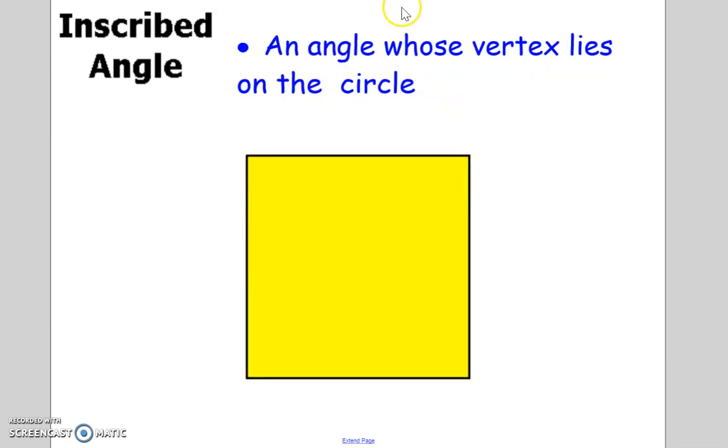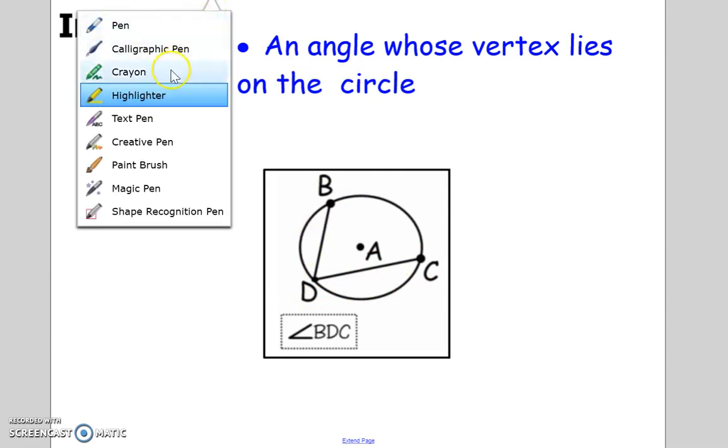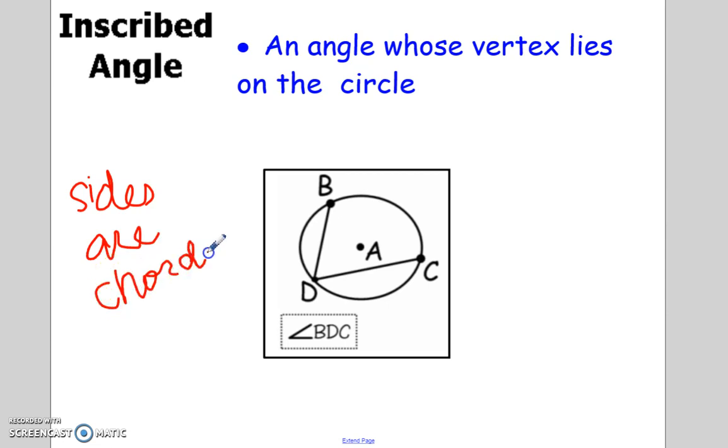An inscribed angle, the vertex is now on the circle and its sides are chords. I'm going to add that. So an inscribed angle is an angle whose vertex lies on the circle, and its sides are chords.